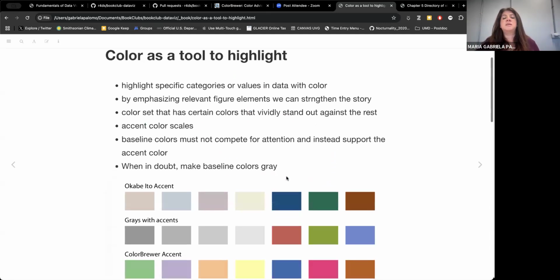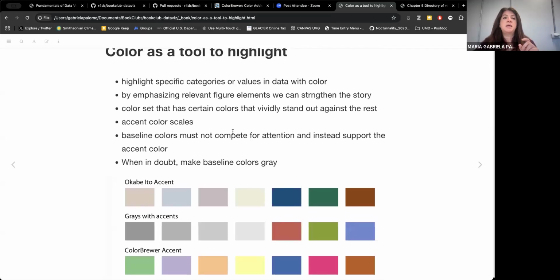Then we can also use color as a tool to highlight a specific category or value. And the way you do this is by emphasizing certain elements in your figure, and those elements are highlighted in this very dark color to strengthen the story that you want to show, or to highlight certain points in comparison to the rest. So this color set, or color sets, that are used to highlight certain points have certain colors that vividly stand out against the rest.